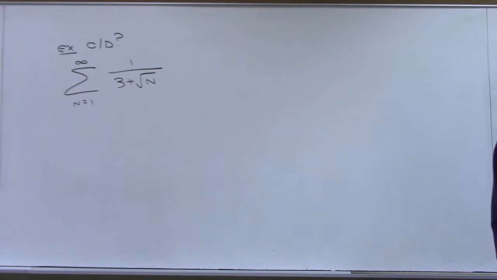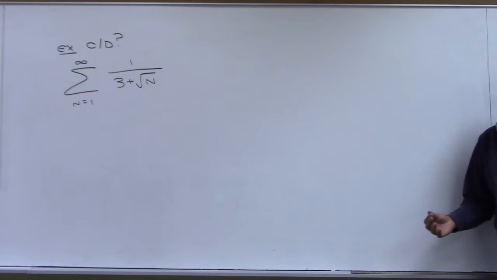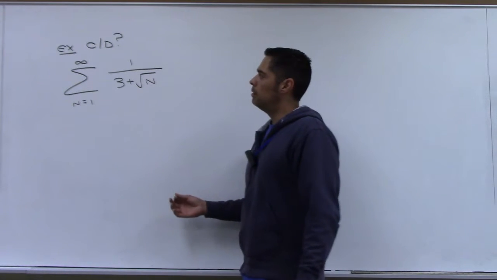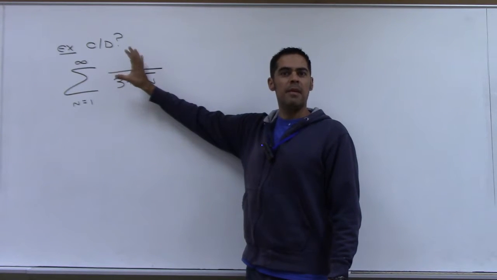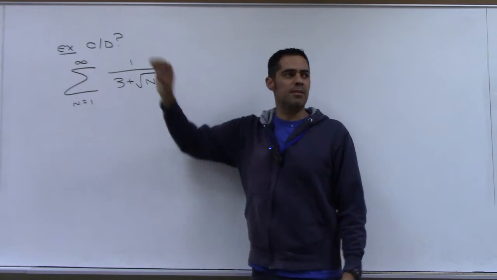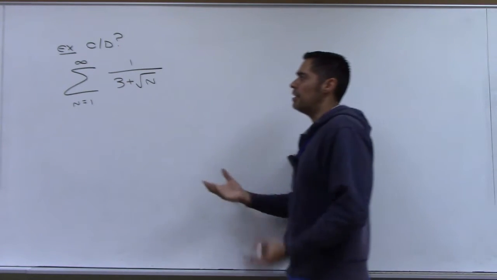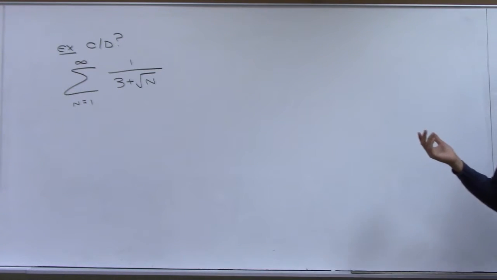Anybody want to tell me what their gut instinct is as to what this does? What goes to 0? The sequence here goes to 0? That would be the nth term test, right? Which means what? Nothing, right? But I'm saying, does anyone want to tell me, like, gut instinct, do you think this converges or diverges? You think diverge?